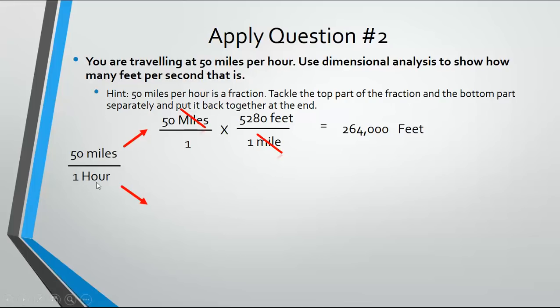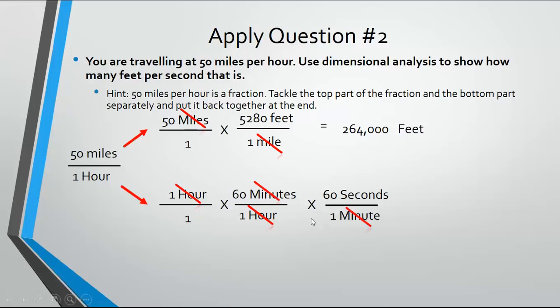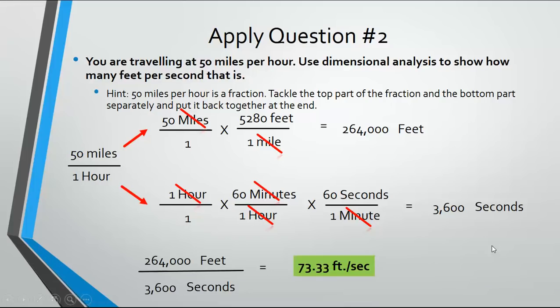Now I need to convert the hour part. 1 hour over 1, I can get rid of that hour by doing 60 over 1 for minutes, and that'll get rid of the hours. Now I've got to get rid of minutes, and I know that there are 60 seconds in a minute. That cancels out minutes. Multiply across the top and bottom will leave me with 3,600 seconds. Now I put these two things back together, 264,000 over 3,600. When I throw that into my calculator, I get 73.3 repeating feet per second.